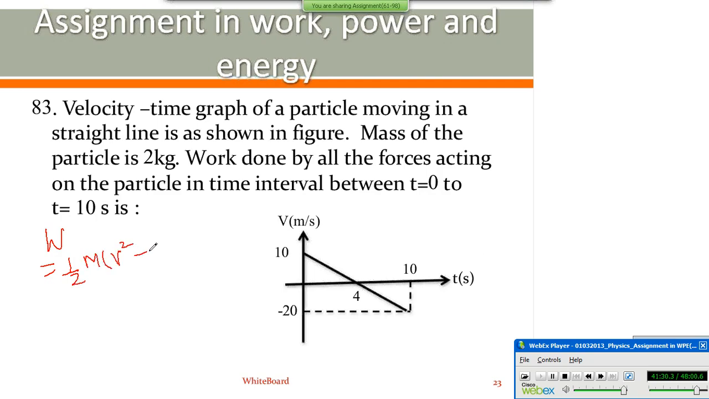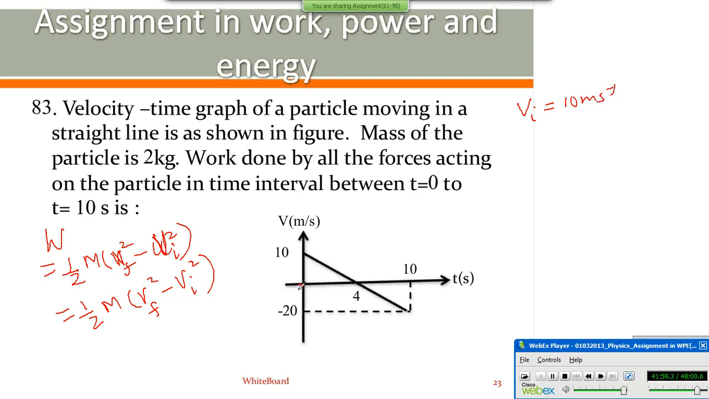Change in the kinetic energy of the particle is final kinetic energy minus initial kinetic energy. Final kinetic energy we can write as half m v square, or half m into vf square. Initial kinetic energy we can write as half m into vi square. So we'll write it again more clearly: half m into vf square minus vi square. So vi is the magnitude of the initial velocity of the particle, that is equal to 10 meter per second.